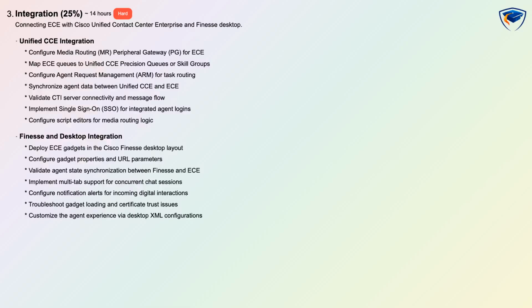Integration is 25%, rated hard, with about 14 hours of study and a mix of conceptual and scenario-based assessment. This domain teaches how to connect ECE to unified CCE using media routing peripheral gateways, map ECE queues to precision queues or skill groups, and configure agent request management for task routing. You will also learn agent synchronization, CTI server validation, single sign-on implementation, and how to deploy and troubleshoot ECE gadgets within the Cisco Finesse desktop for a seamless agent experience.